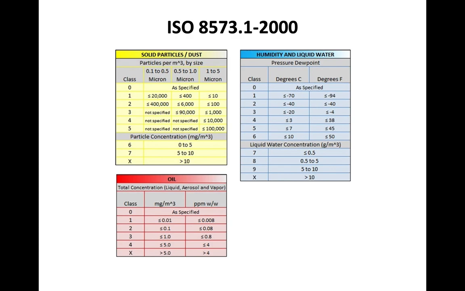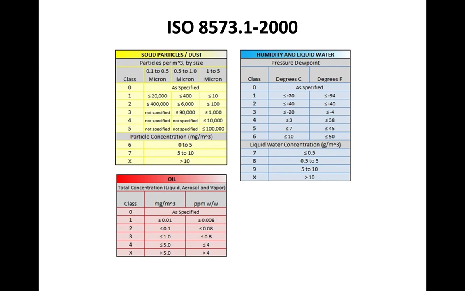But if you need to maintain the compressed air quality for class 1 up until class 3, you need to install an absorption dryer. But for class 4 up until class 10, you need to install a refrigerant dryer.